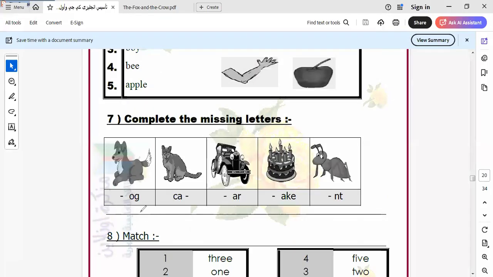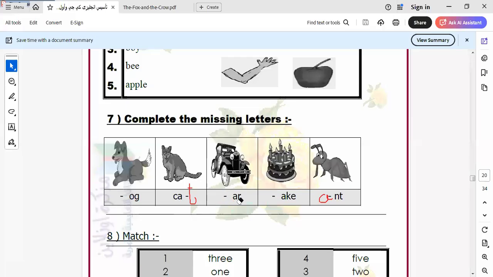Let's go to write the missing letter. As we told you, my kids, you must keep the vocab. Why? Because if we have a missing letter, you must keep the vocab to answer this question. Here it will be dog. Here it will be cat. The missing letter: C, cake, and ant. Okay, these are the missing letters here.